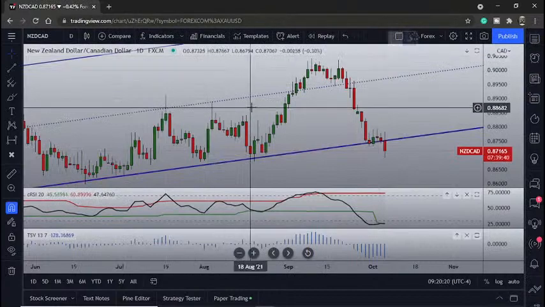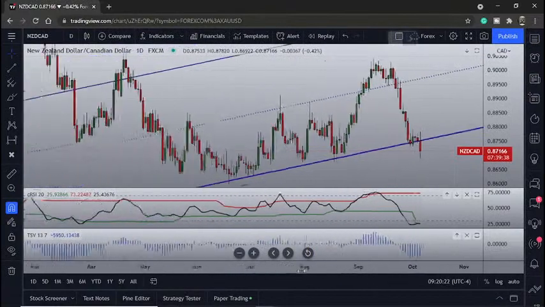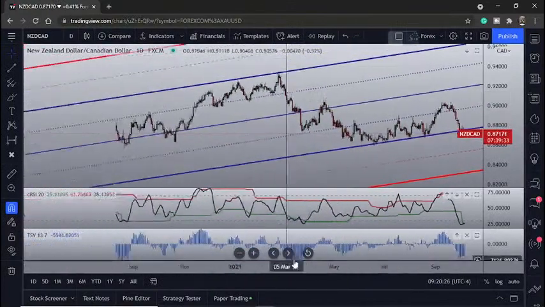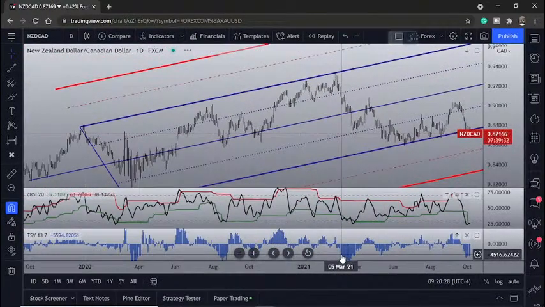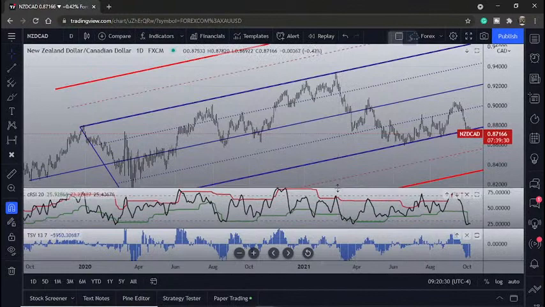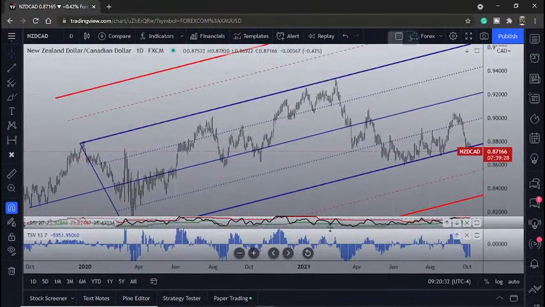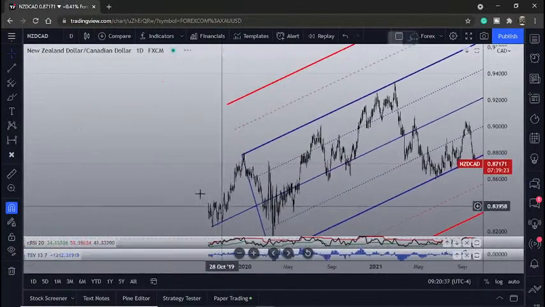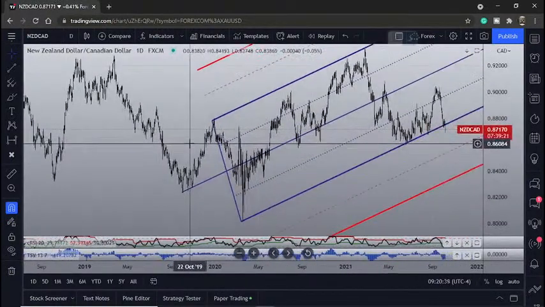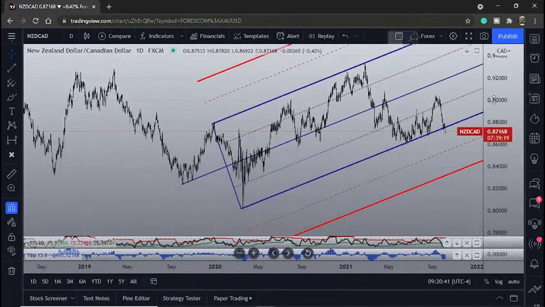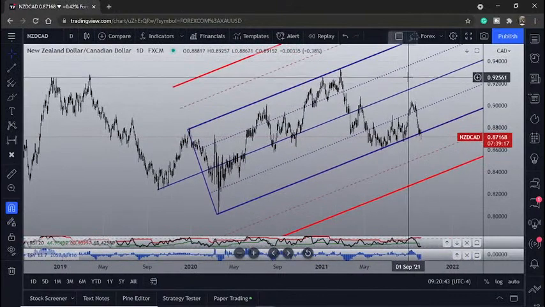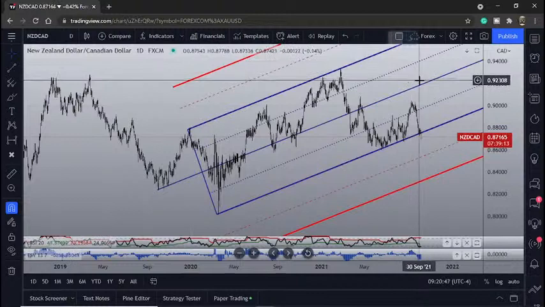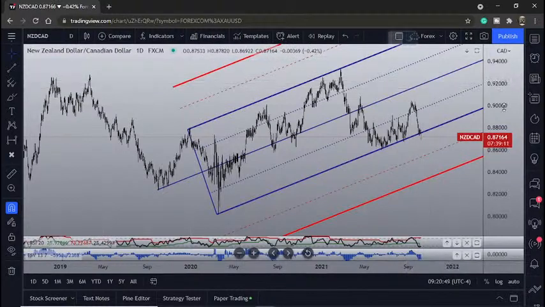We had Julian ask me to have a look at the NZDCAD. Julian did send me a chart with his pitchforks that he's drawn. Now, very quickly, Julian, if you're watching this recording, because obviously something's wrong with the live stream, you can send in some more questions if you would like afterwards. But please reach out to support at Price Action Income to answer these questions.